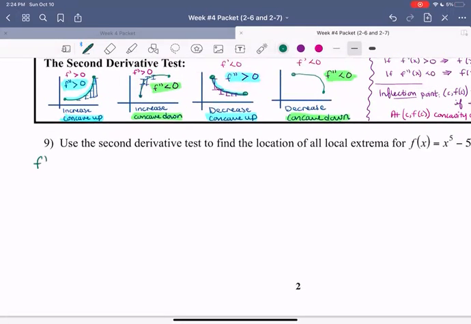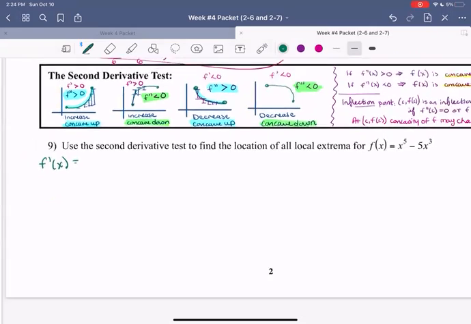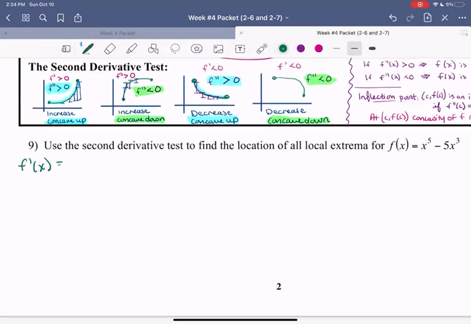So f prime of x should be the following. We just have a difference of power functions, so we use the power rule to write our derivative as 5x to the 4th minus 5 times 3, which is 15x squared.